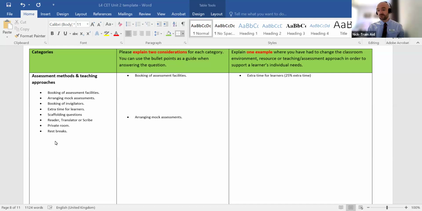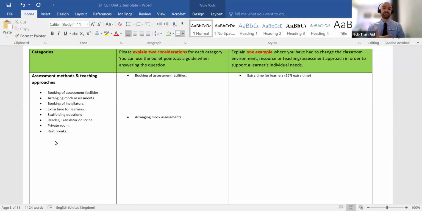So when planning your course, we need to think about the booking of assessment facilities. So let's say for your qualification at the end of your course, you need to get your learners to complete perhaps an exam or a formal test. You need to book out the examination room. Perhaps you need to print out your test papers, for example. Perhaps you need to arrange invigilators as well. You need to perhaps organize a reader, translator, or a scribe. So all of those things need to be looked at well in advance.